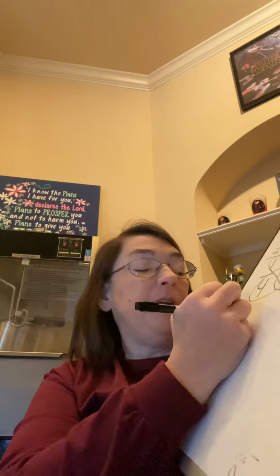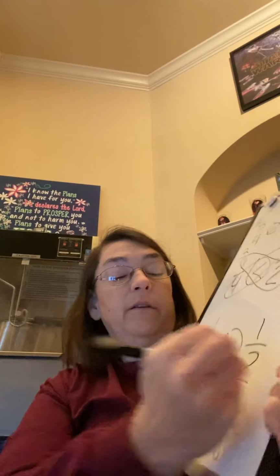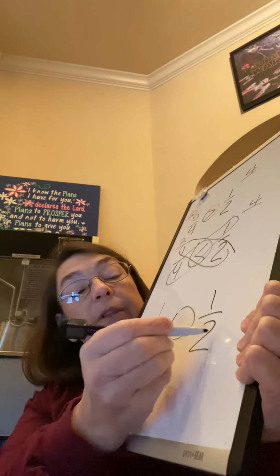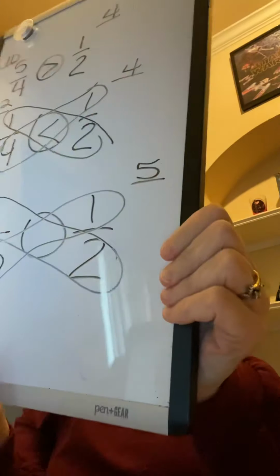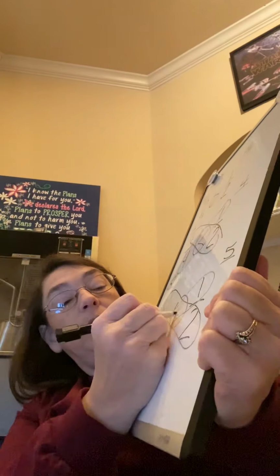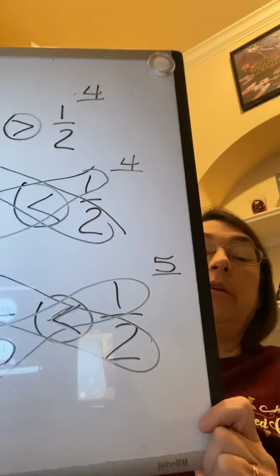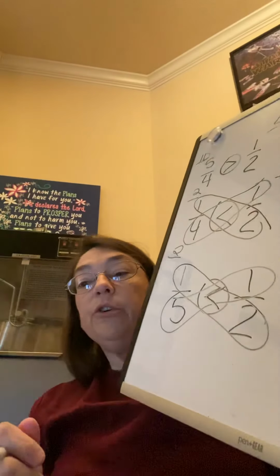All right, let's look at 1/5. 1/5 and 1/2. Again, I'm just doing my butterfly method. 1 times 2 is 2. 1 times 5 is 5. Which one's bigger? The 1/2. The 1/2 is bigger. So is 1/5 less than 1/2? Yes, so you would circle it.